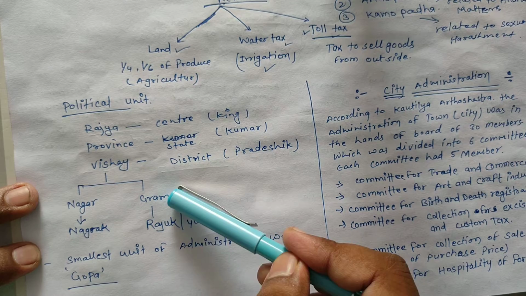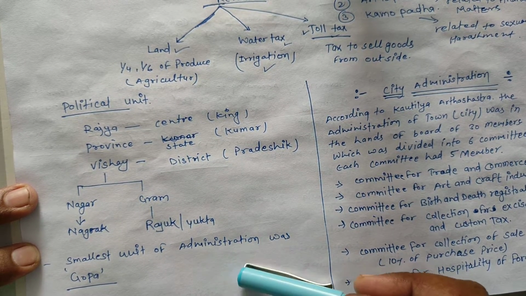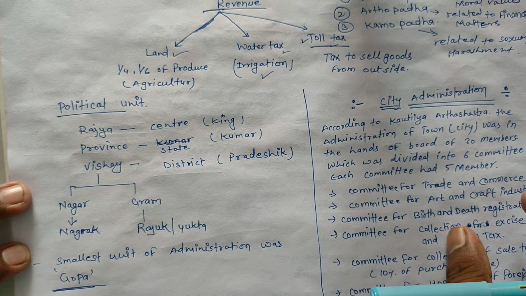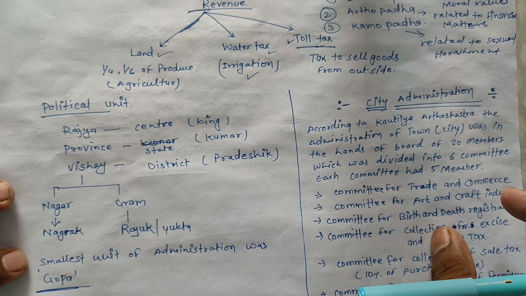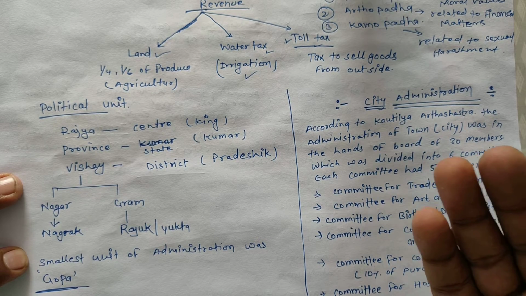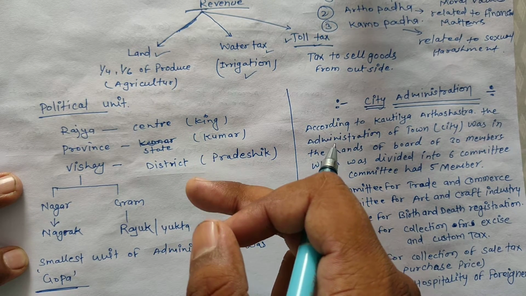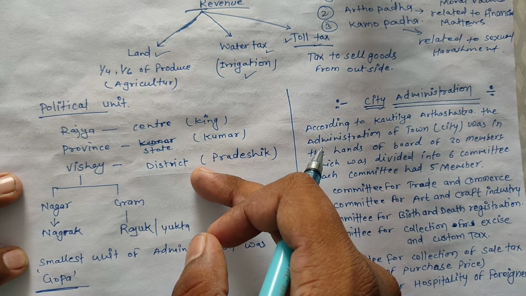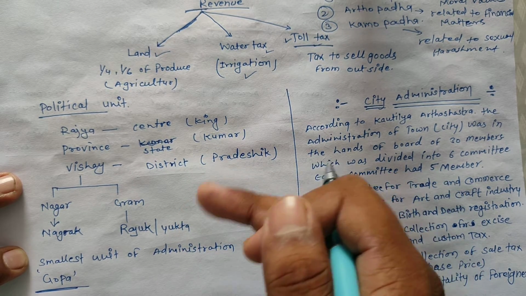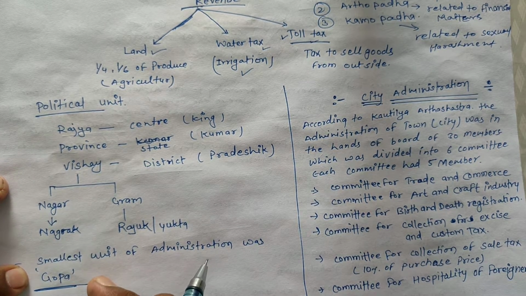Nagarak, Gram, Razuk or Yuktas, and the smallest unit of administration was Gopa. Same as in Indian democracy: first the central government, second the state government, third the district level, which comes under the Panchayati Raj, and the smallest unit of administration is Gopa, same as a village.